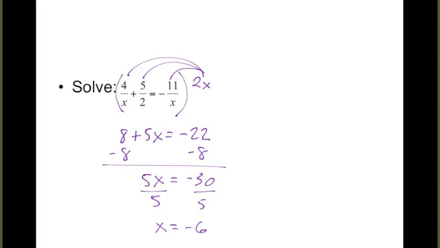Before I box this in as being my answer, I want to double check and make sure that it does not cause me to divide by 0. So if I plug this in for x's, I would have a bottom of negative 6, a bottom of negative 6, no zeros on the bottom. So this is an okay answer.